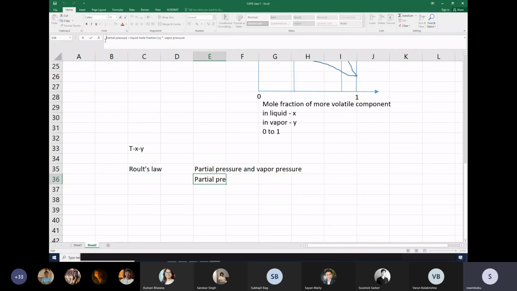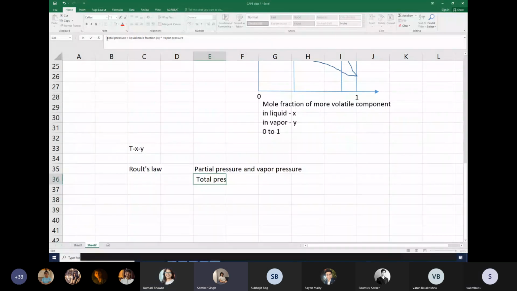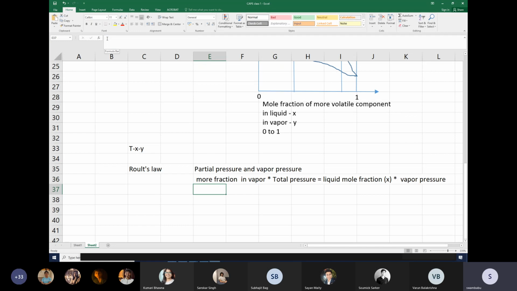the relation between partial pressure and total pressure? Let's say I wanted to express it in terms of total pressure. Partial pressure is the mole fraction in gas multiplied by total pressure. Very good. So the mole fraction of the more volatile component in vapor multiplied by total pressure. So this is Raoult's law.